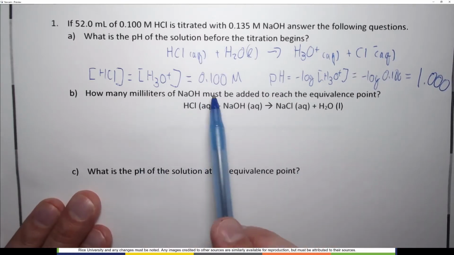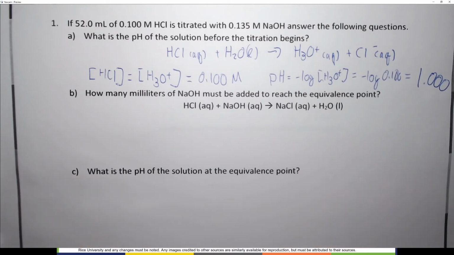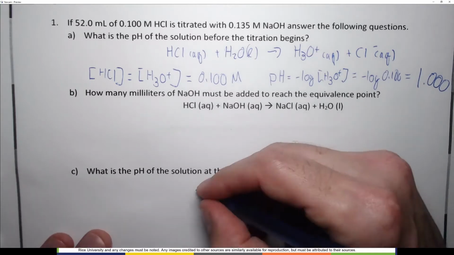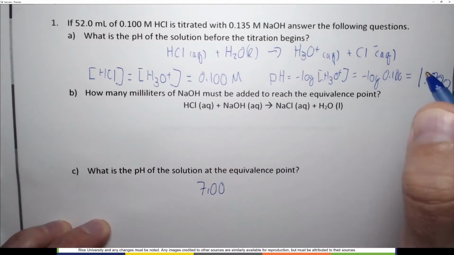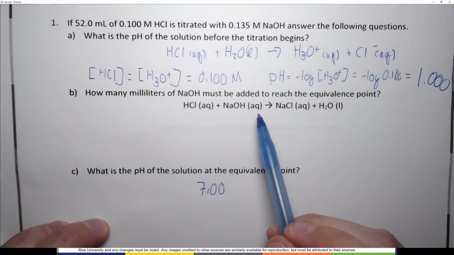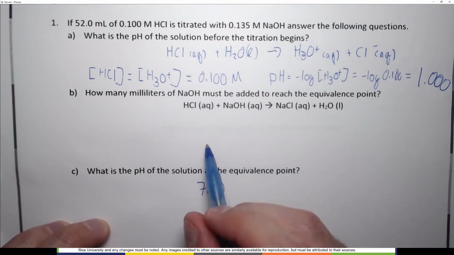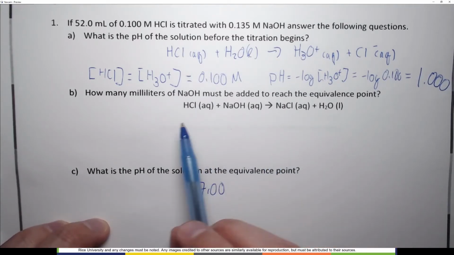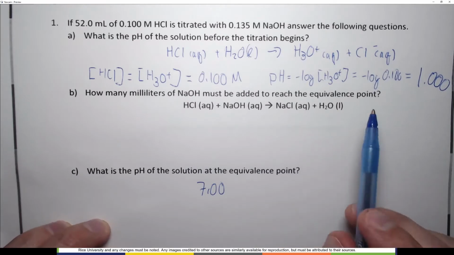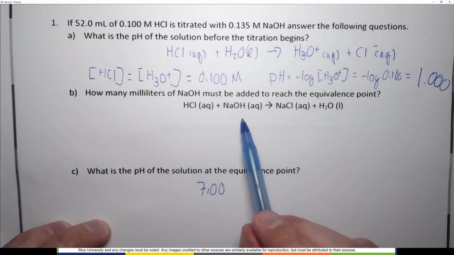But we want to know how many milliliters of NaOH it'll take to get here, because remember, on our graph, we have volume of NaOH added and the pH. Well, the pH is 7.00, but what is the volume added? So that's kind of the question for this one. Well, how are we going to do this? Actually, this is a stoichiometry problem that was presented in General Chemistry 1.